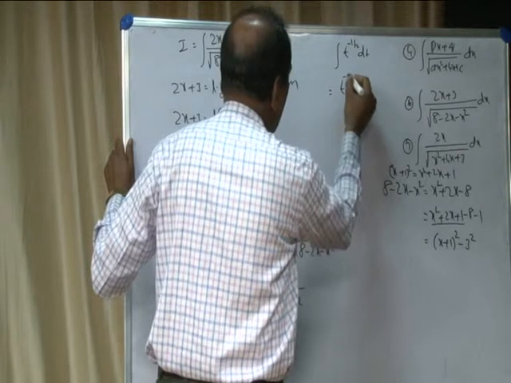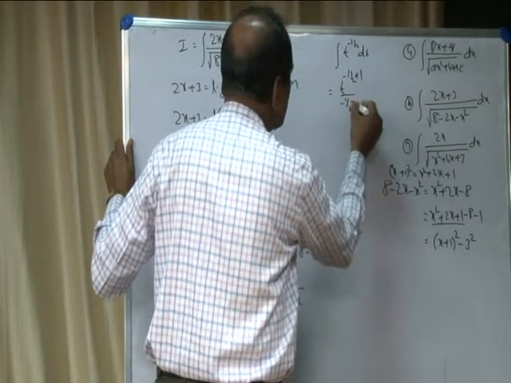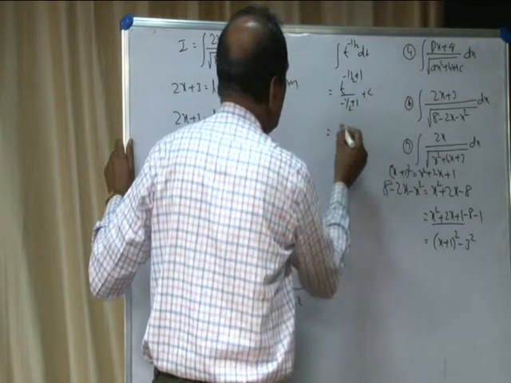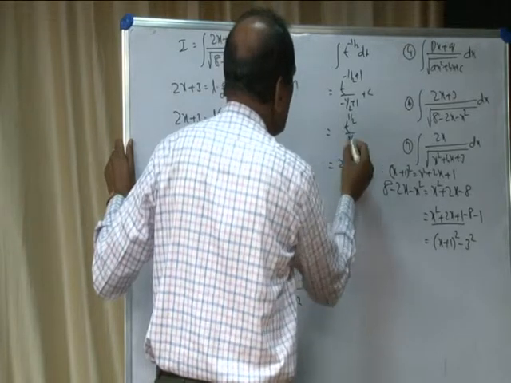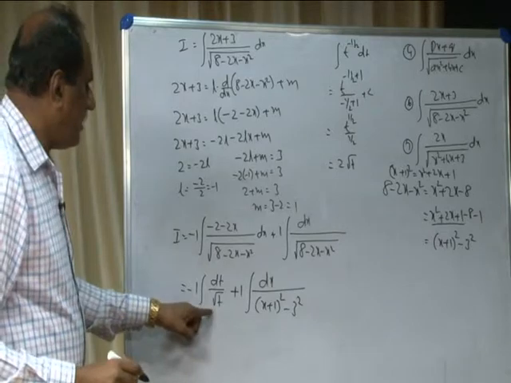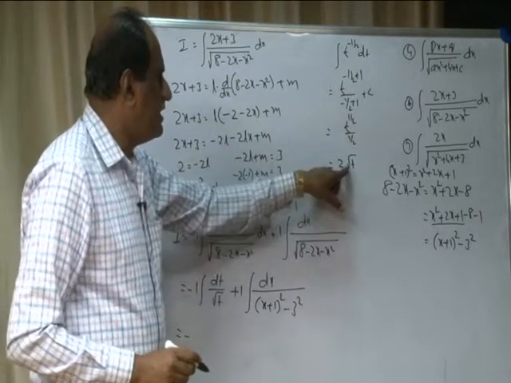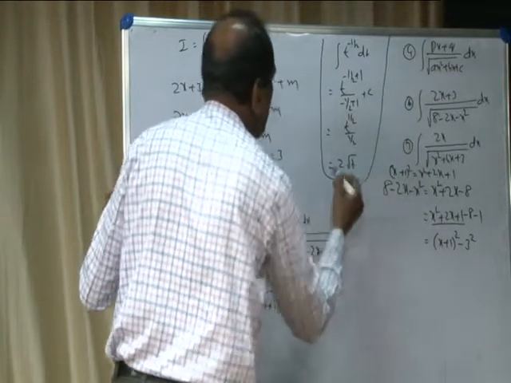Integration is t power minus half plus 1 by minus half plus 1 plus c, that is t power half divided by half, that is nothing but 2t power half, 2 root t. So integration of 1 by root t with respect to t is 2 root t. I explained this part here, this is the working part.